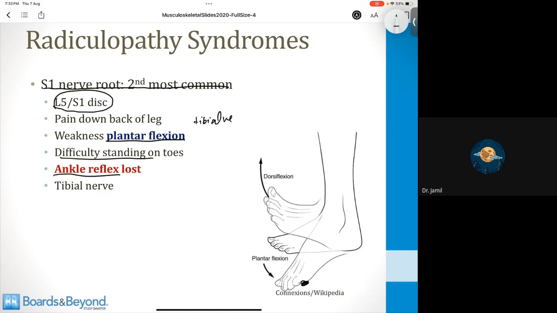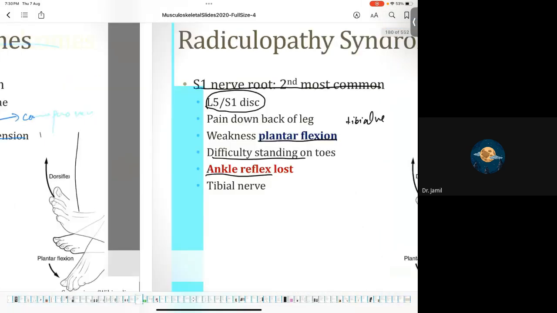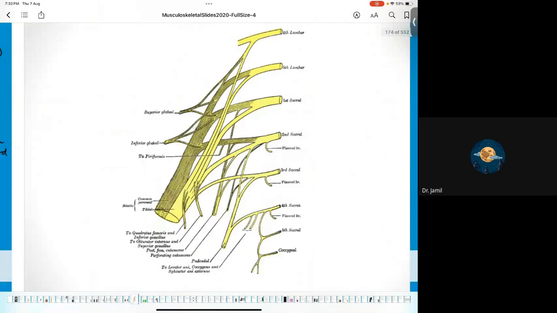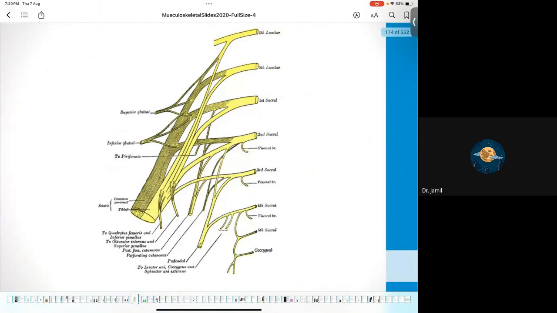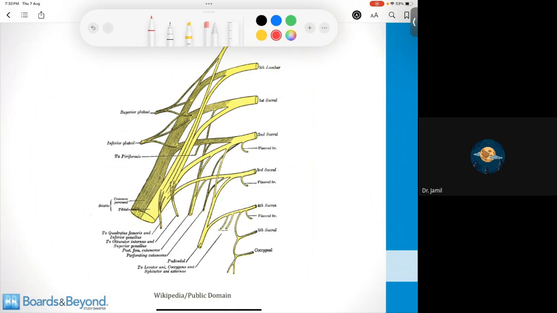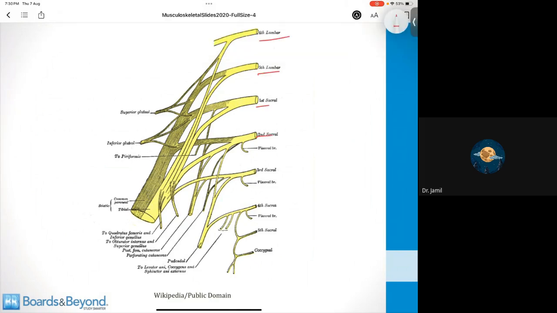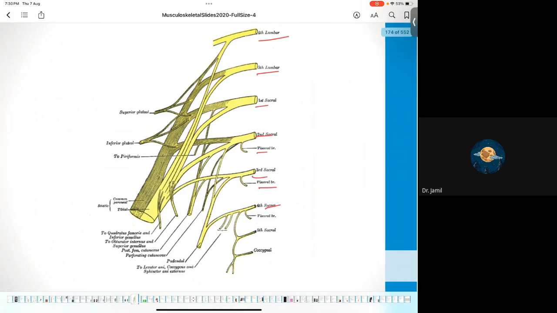So really important. Let me just show you the picture of this nerve, and it's going to become really easy. You can see, this is your sciatic nerve. It's a big nerve, it has a lot of nerve roots, right? You can see a lot of nerve roots, which make this big sciatic nerve.